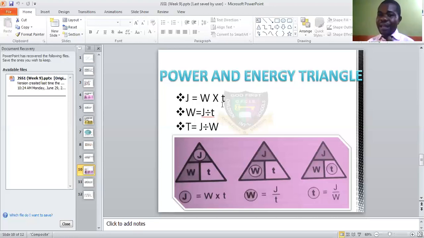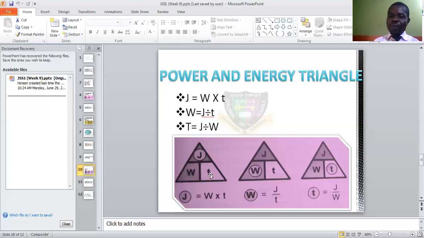If you understood that, you don't have problem. To get the power here, you use what is here, that is T, the wanted part, to divide the energy J. Then to get the time too, you use W, which is the wanted factor, to divide the energy, joule. That is what we have here. In the same way, joule, energy, is on the top in the triangle. Then power, watt, is at the side, and then time, T, is at this other side.